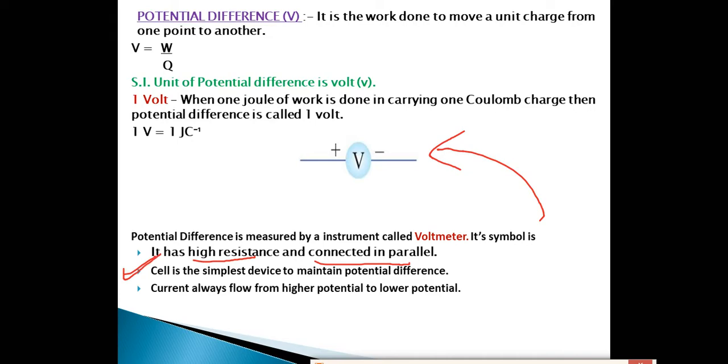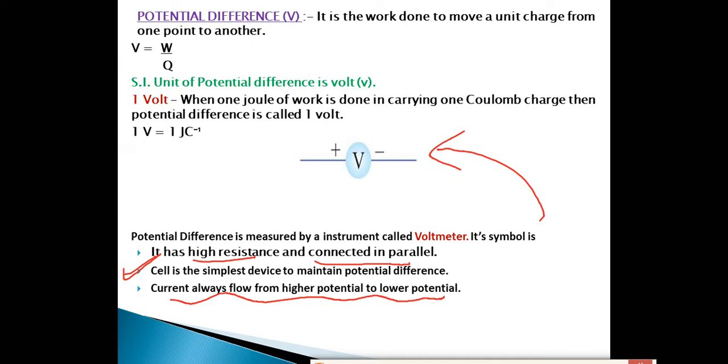Cell is the simplest device to maintain potential difference. You all know what a cell is, and it is the simplest device which can maintain potential difference. Current always flows from higher potential to lower potential. When you look at the circuit diagram, you can see that current will always flow from higher potential to lower potential.